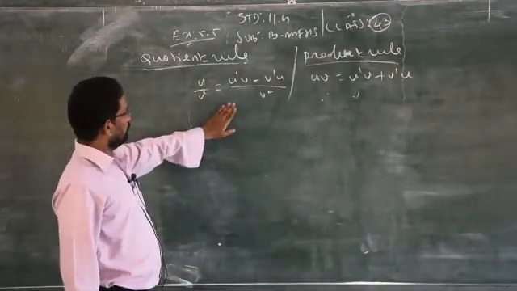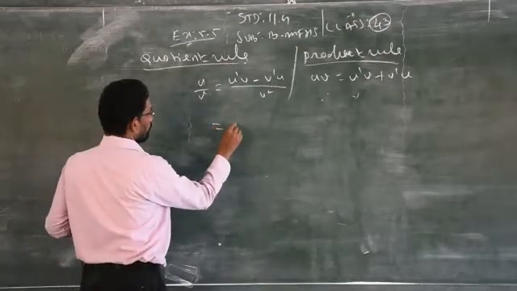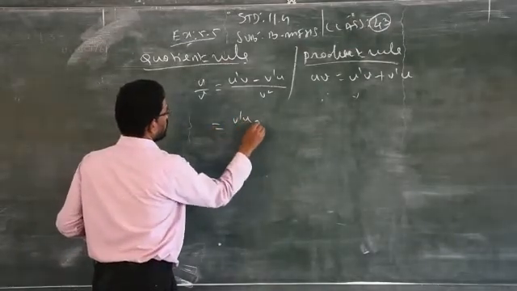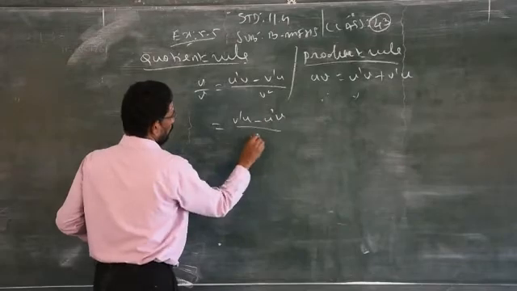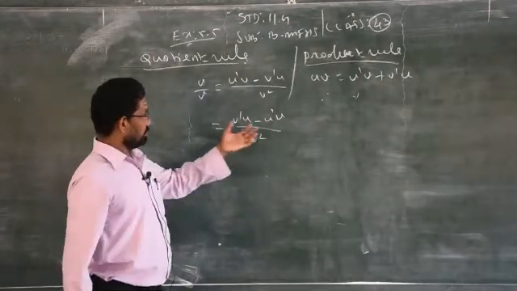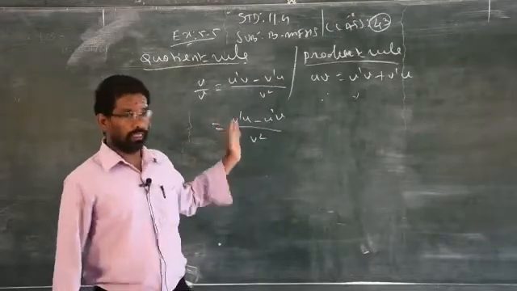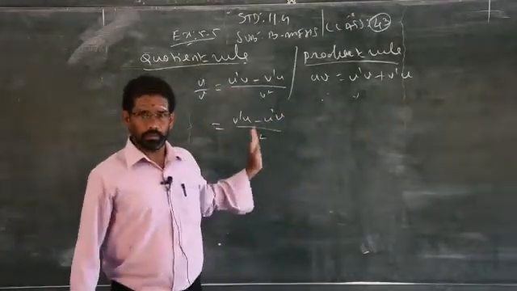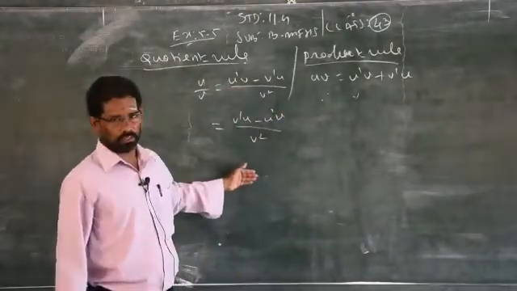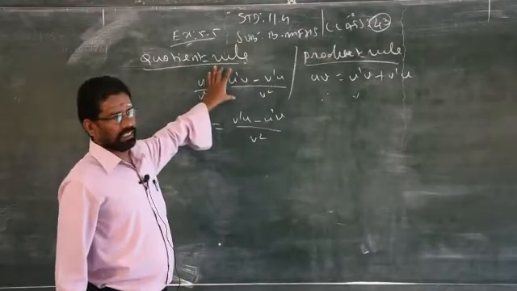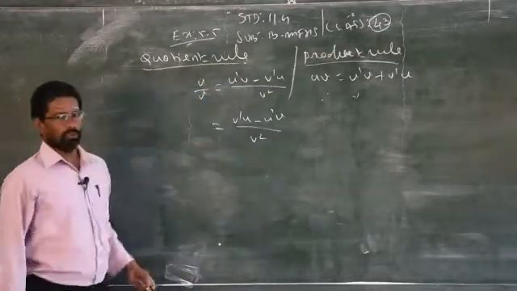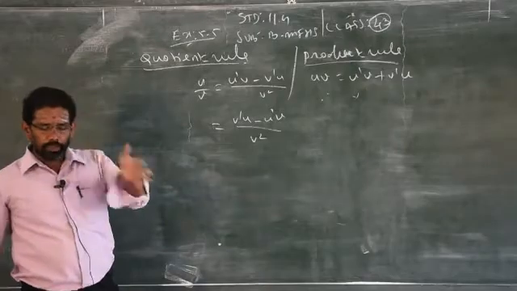Yesterday I did it with v'u - u'v by v square. So, some of the boys may be confused in the quotient rule. That's why I did yesterday the same problem with the two different formulas. But this is the exact formula for the quotient rule. Don't confuse. Keep it in your mind.